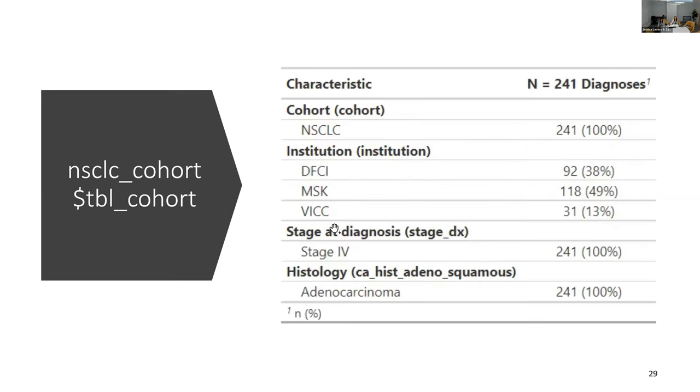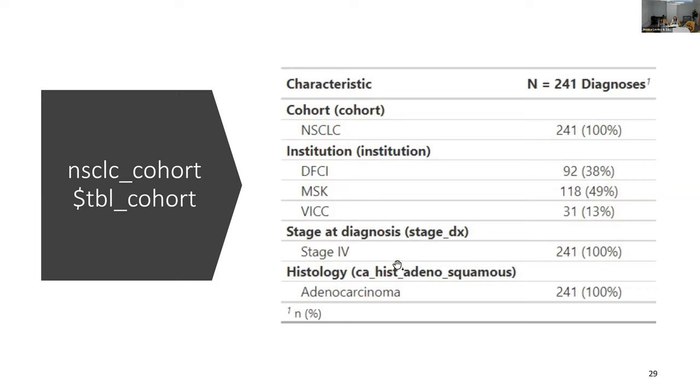The next summary table is a summary of the cohort. So we can see that we have patients who have lung cancer. We didn't subset by institution, so we get Dana-Farber, MSK, and Vanderbilt cases. Everyone was stage 4 at diagnosis and their histology was adenocarcinoma. So our case study is clean.